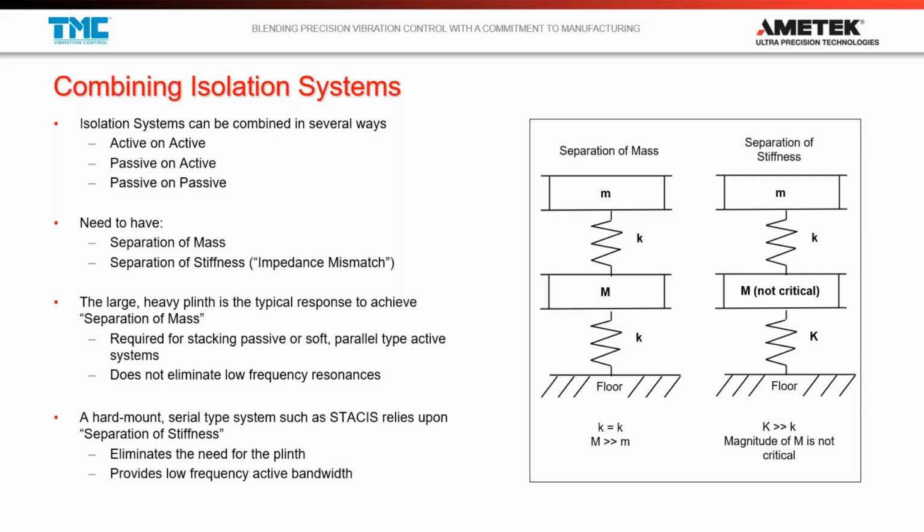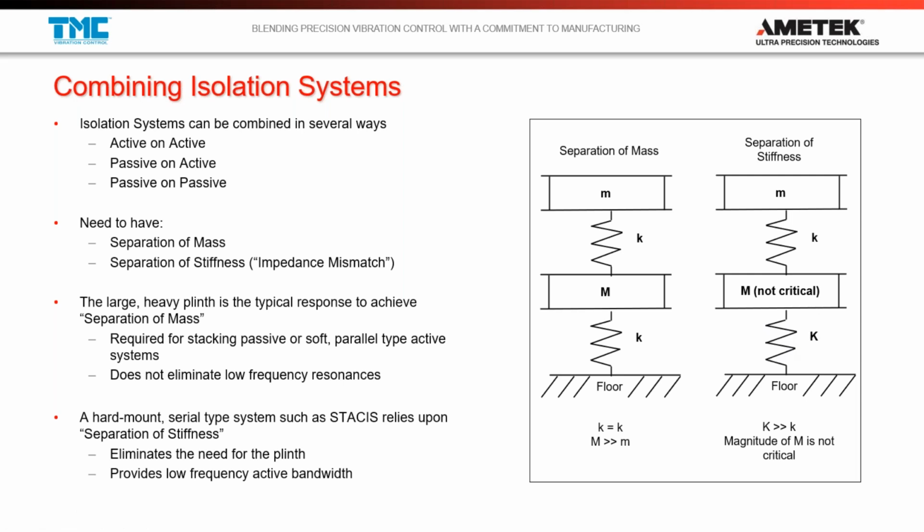Another way to do it is with separation of stiffness, where we achieve that in a serial type system. What you do is you have your mass and your payload, and then you have that mass supported by some spring constant. Then you have a mass in between them, which is going to be necessary, but it's got to be some sort of platform or some sort of interfacing surface. And then you're going to have a spring with a much higher spring constant, or a much stiffer spring.